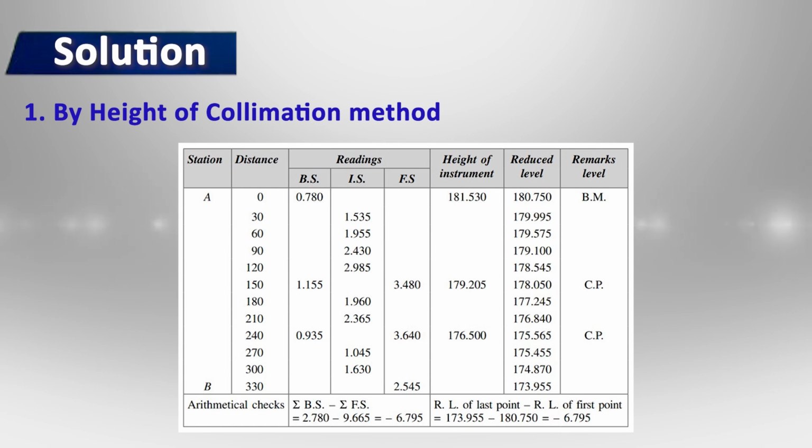And after this, we can calculate the checks, that is sigma backsight minus sigma foresight, which will be equal to 2.780 minus 9.665 meters, which will result in minus 6.795. And the RL of the last point minus the RL of the first point will be equal to 173.955 minus 180.750, which will result in minus 6.795 meters, and both are equal. So, our calculations are okay.